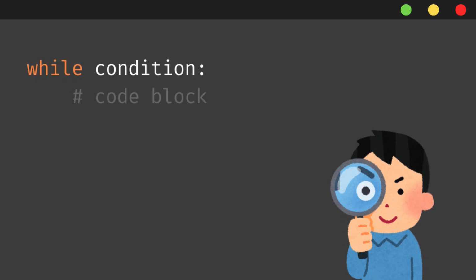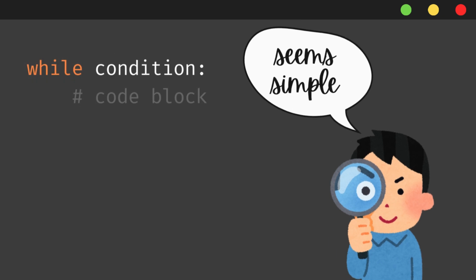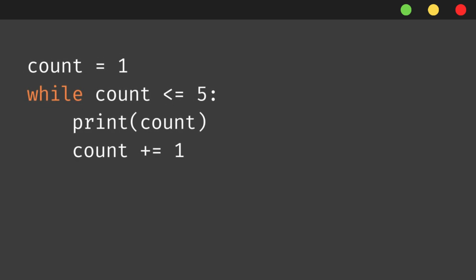Here's the basic syntax for a while loop. Here, as long as the condition is true, the code inside the loop keeps executing. Once the condition becomes false, the loop stops. Here's a simple example. Let's say you want to print numbers from 1 to 5.